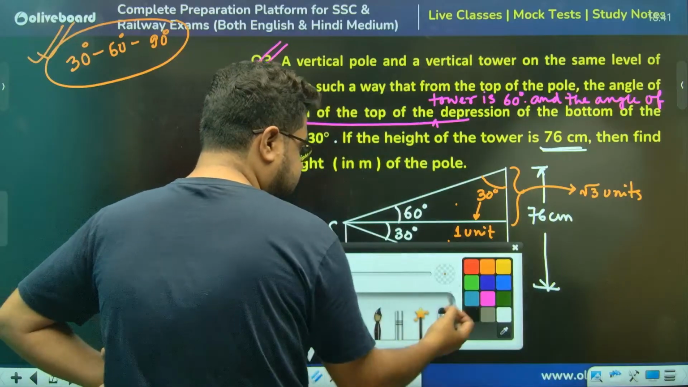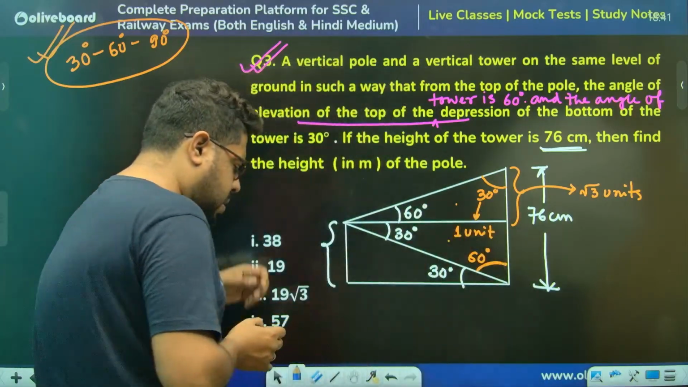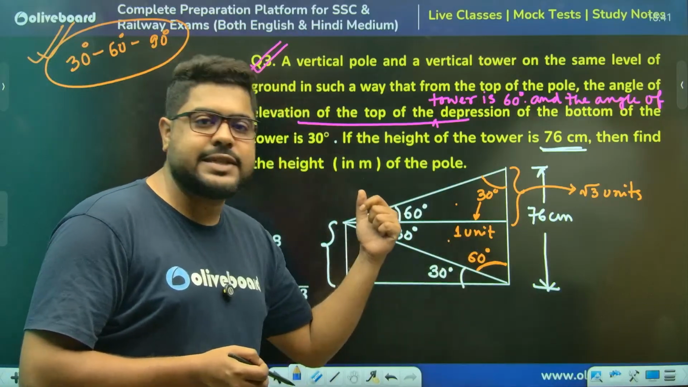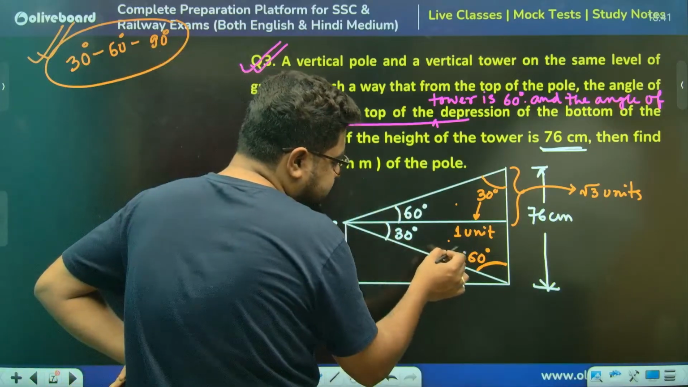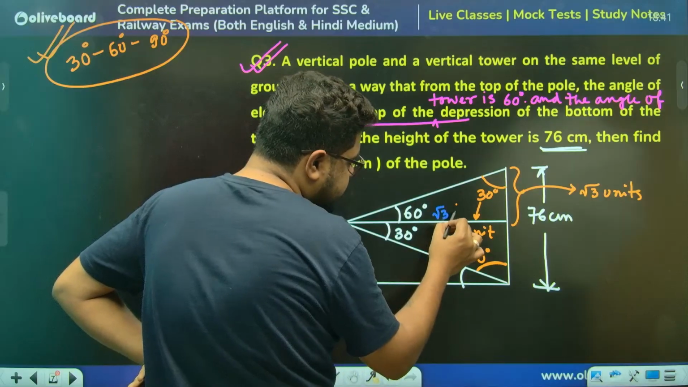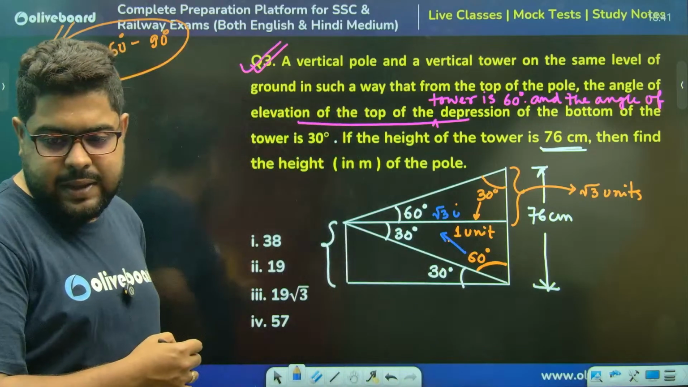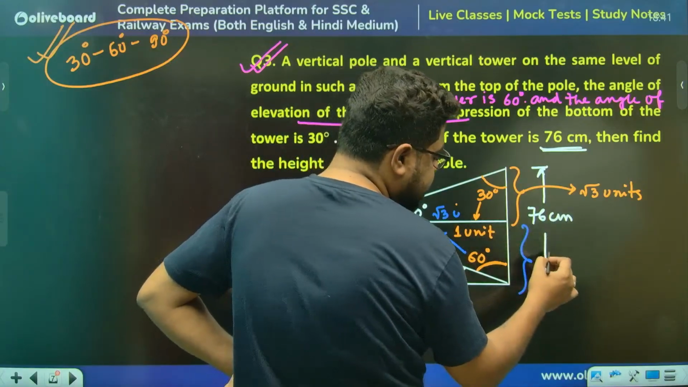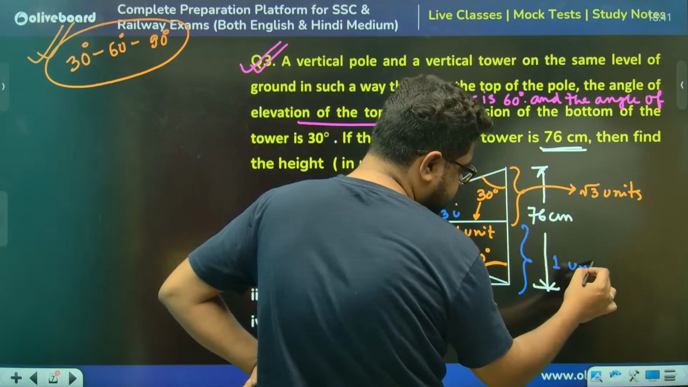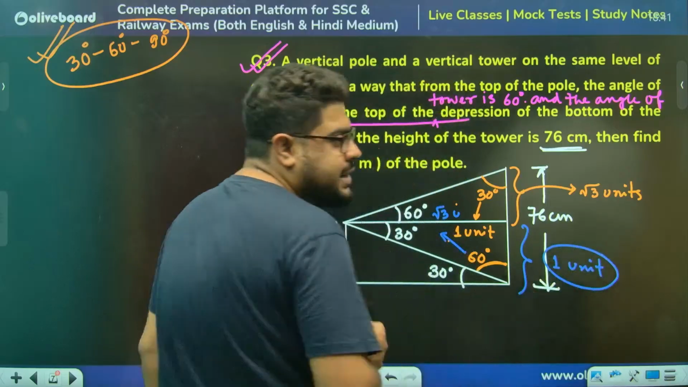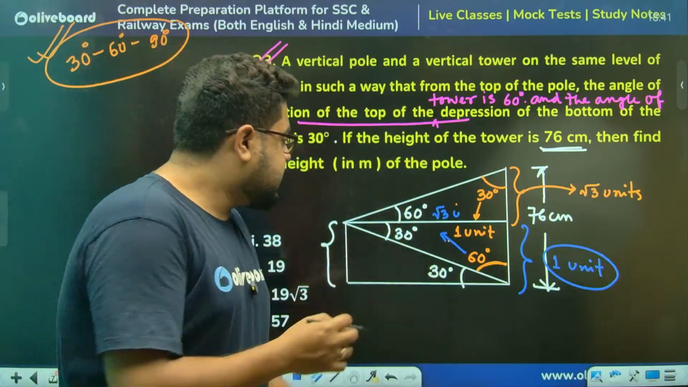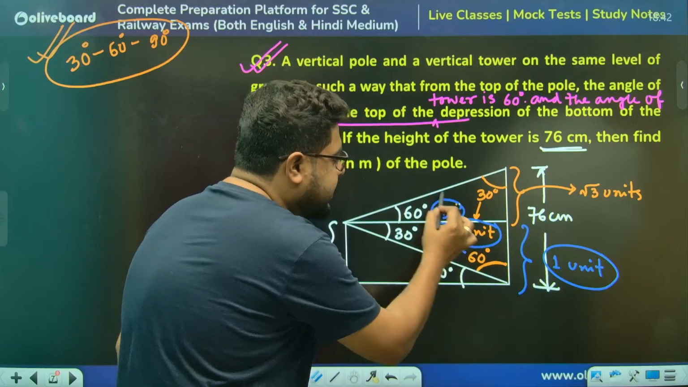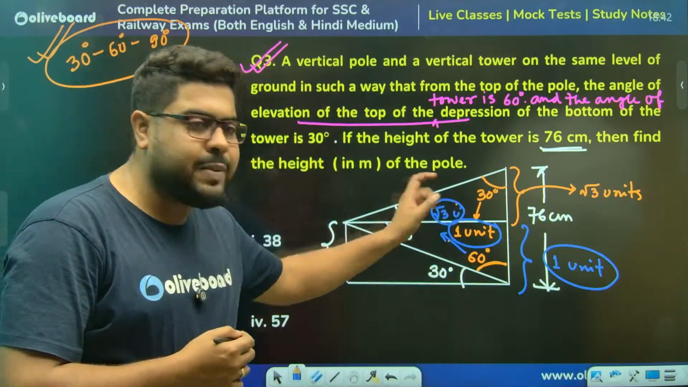Now, let me use another color so that you don't get confused. Now, this is 60, sir. Opposite to 60 is always √3 units. Okay? And opposite to 30 is always 1 unit. Now, the problem is that, sir, please understand, this whole thing cannot be 1 unit from one triangle and √3 units from the other triangle. These two have to match.